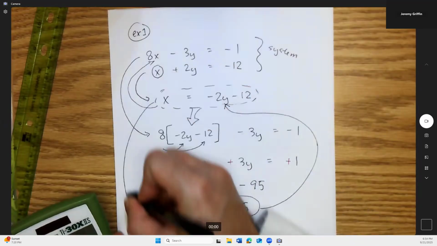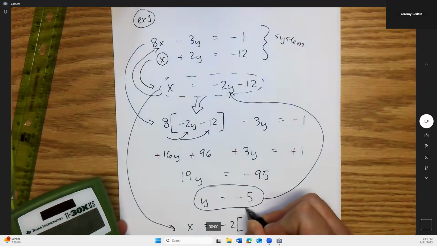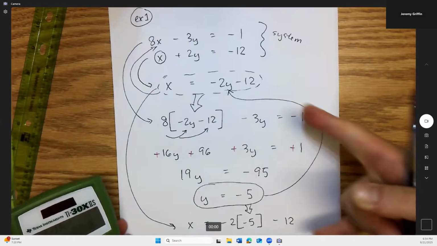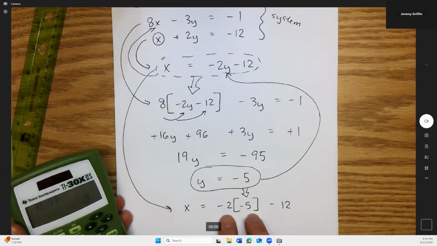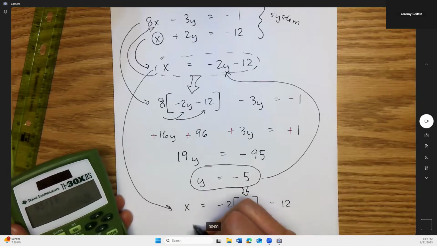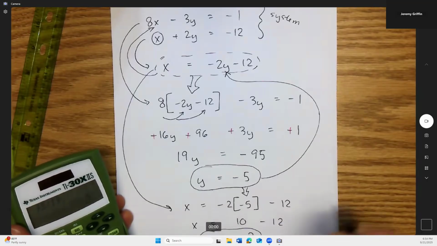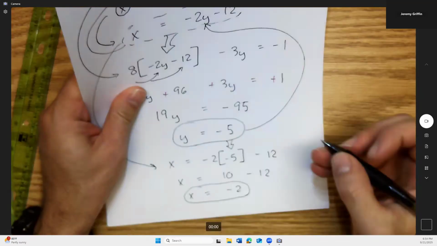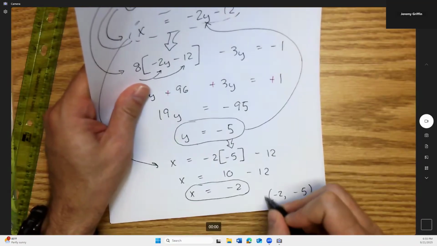Bring this down. So x equals -2y minus 12, but instead of y, I'm going to substitute this -5. I'm just copy pasting this, and then of course substituting in the y value. Negative 2 times -5 is positive 10. 10 minus 12 is -2. So my x value is -2. So the solution, in terms of a coordinate, would be -2 comma -5. That's my xy coordinate.